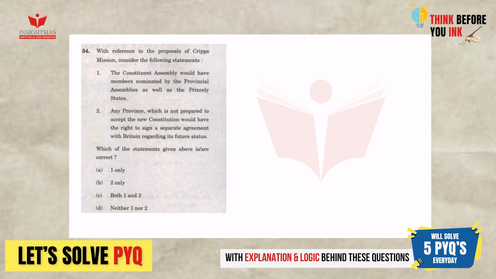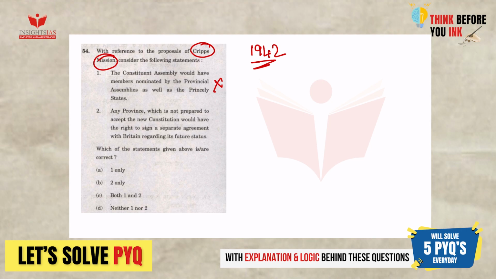Let's move into the last question for the day. The question is on the Cripps proposal or Cripps mission. And as you know, the Cripps proposal came in which year? 1942. And what were the statements they have given? The Constituent Assembly would have members nominated by Provincial Assembly as well as Princely State. This statement is incorrect because they told they'll also make provisions for indirect elections from provincial assemblies.